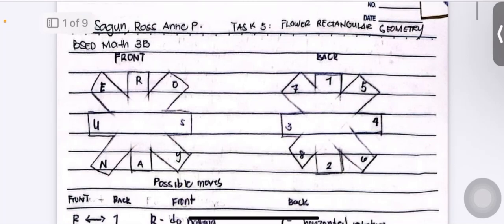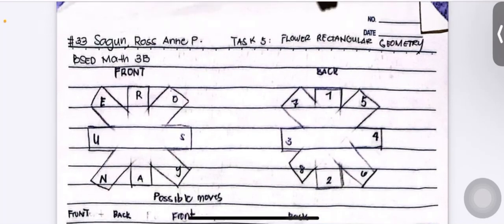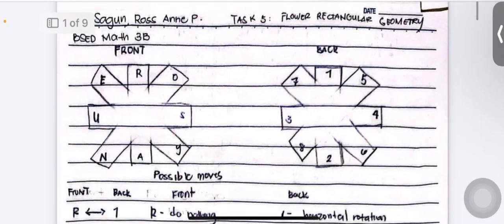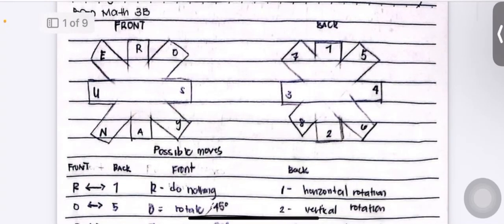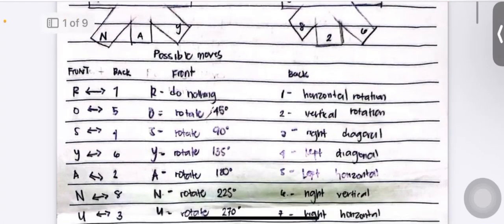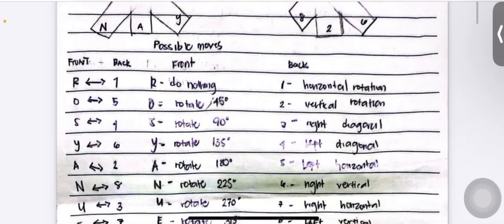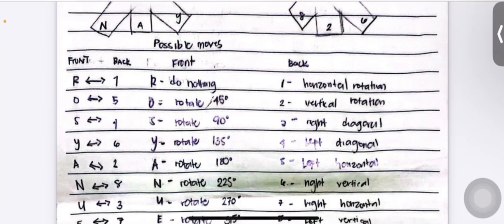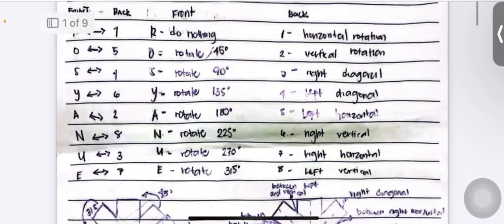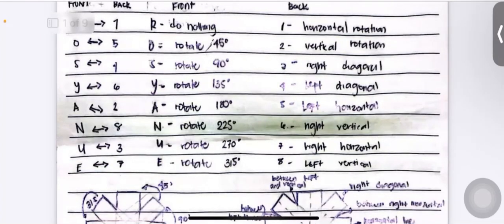So, here is my geometry, flower rectangular geometry. This is the front and this is the back. Here we can see the possible moves, the front and the back. From the front and back, r is equal to 1, o is equal to 5, s is equal to 4, y is equal to 6, a is equal to 2, n is equal to 8, u is equal to 3, and e is equal to 7.